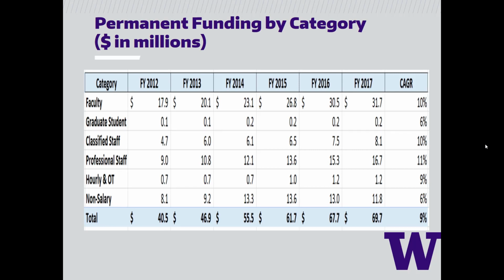When looking at a categorical view, you can see where the permanent funding is allocated across the University of Washington-Bothell. Again, the general growth in permanent funds is 9%, but as you look at the categories for faculty, their salaries and benefits have increased annually on an average of about 10%. The increase for graduate students has been approximately 6%. Classified and professional staff have been 10 and 11% respectively. Hourly and OT has increased by approximately 9%, with the increases to non-salary activities approximately 6%.